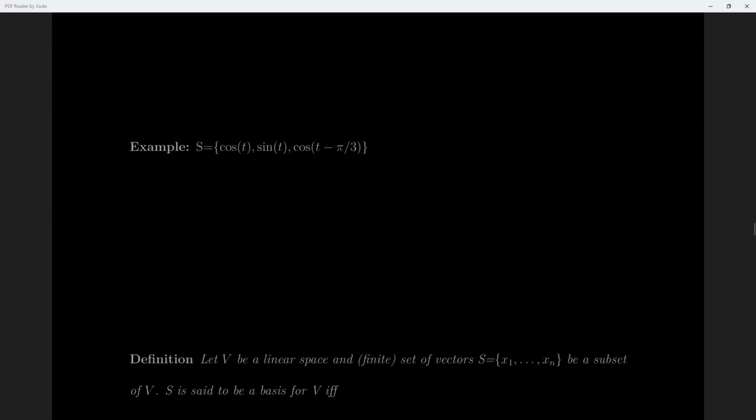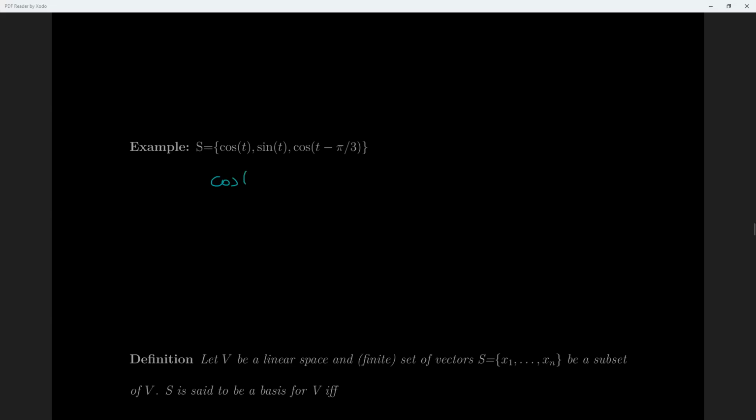All right, so let's consider another example. So again, we are in the function space and we are given three functions: cos t, sin t, and cos(t minus pi over 3). And we would like to investigate if this set is linearly independent or not. And the answer is no, and the reason is simply this.